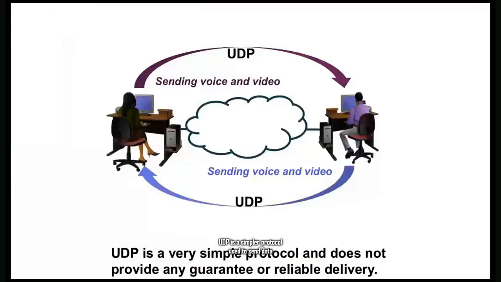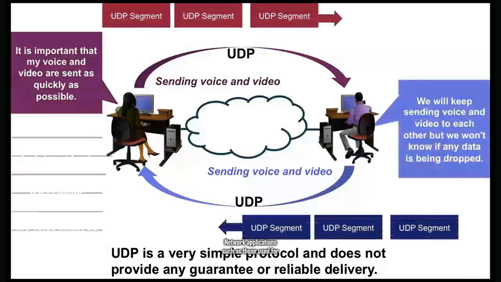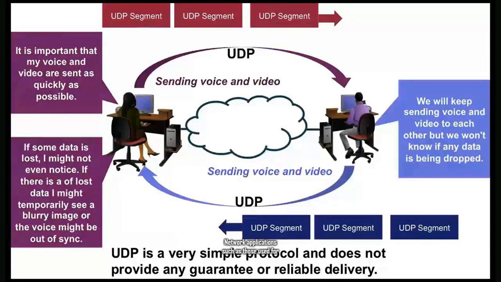UDP is a simpler protocol used to send data as quickly as possible, even if some data doesn't get delivered. Network applications, such as those used for sending voice and real-time video, can sacrifice some data loss in order for the data to be delivered as quickly as possible. As you can see, UDP does not include any functions for reliability, such as there are no sequence numbers in the UDP segments.